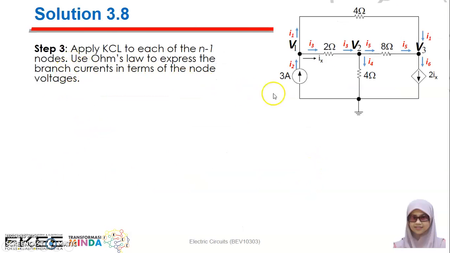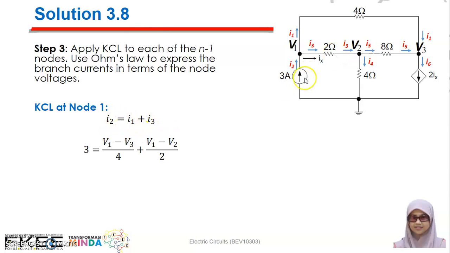We need to apply KCL for each of the nodes. Apply KCL here, KCL here, and KCL here. Okay, we go one by one. KCL at node 1. So for here, the current going in is I2, which will be equal to the current going out, which is I1 plus I3. I2 will be equal to I1 plus I3. And then I2 is equal to 3. So here 3 equal to I1.